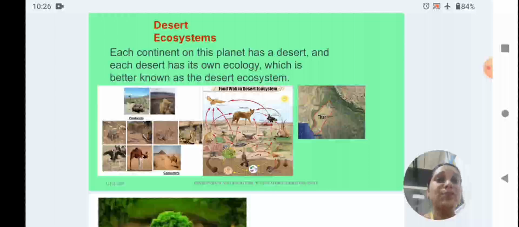There are four types of terrestrial ecosystem, that is forest, grassland, tundra, and desert. We have seen these four types of ecosystems.